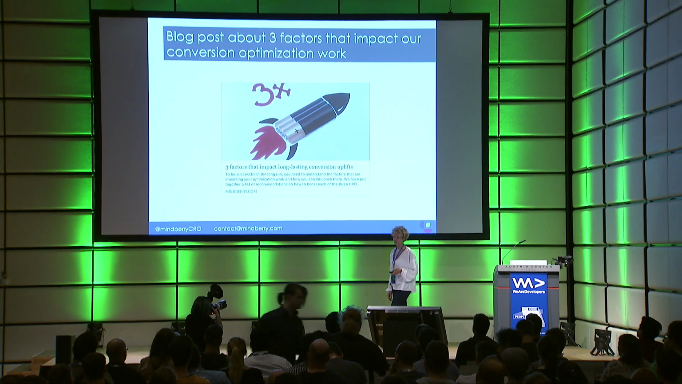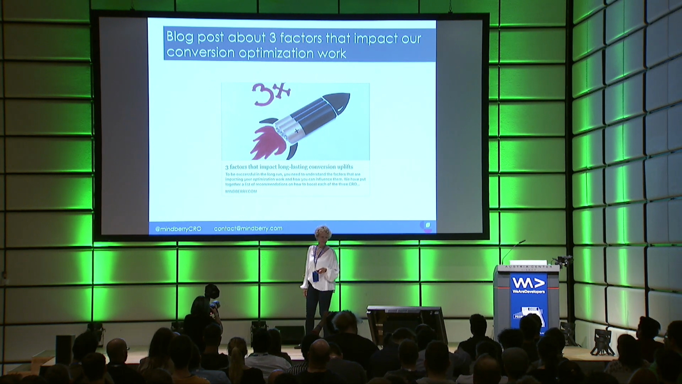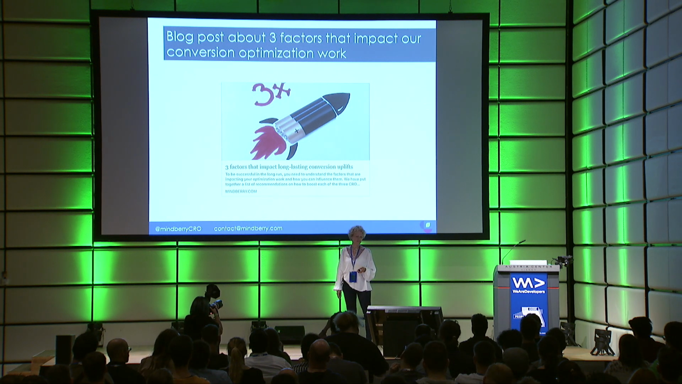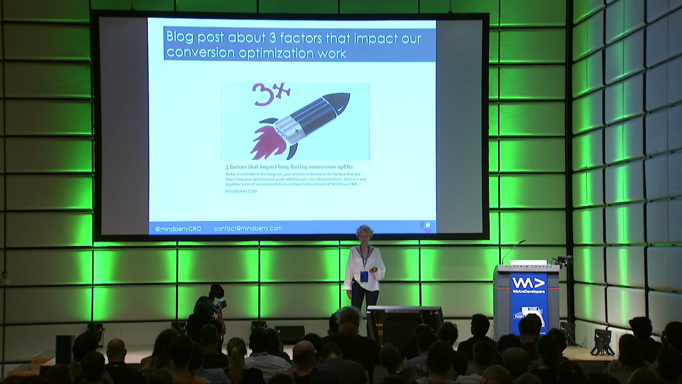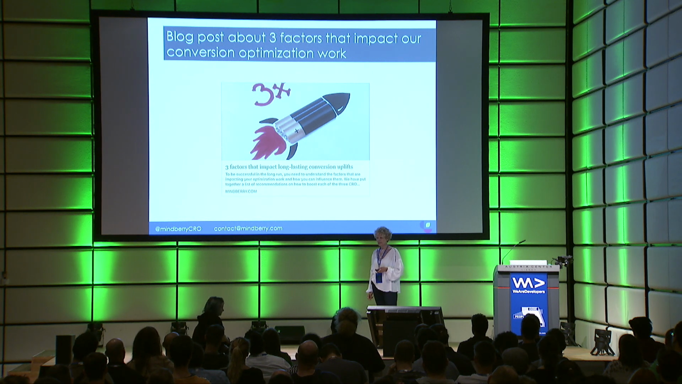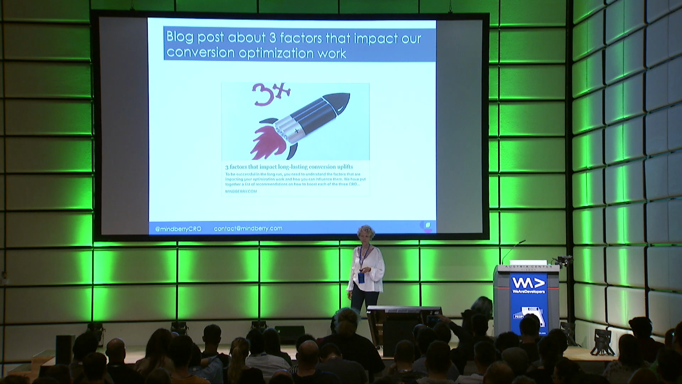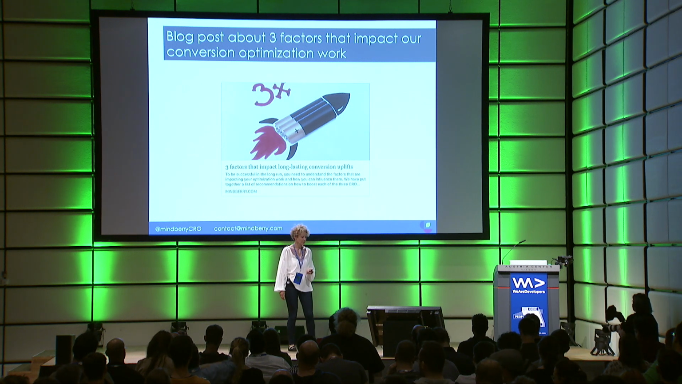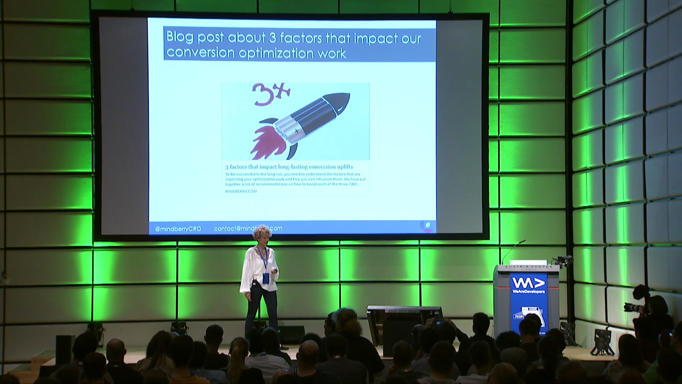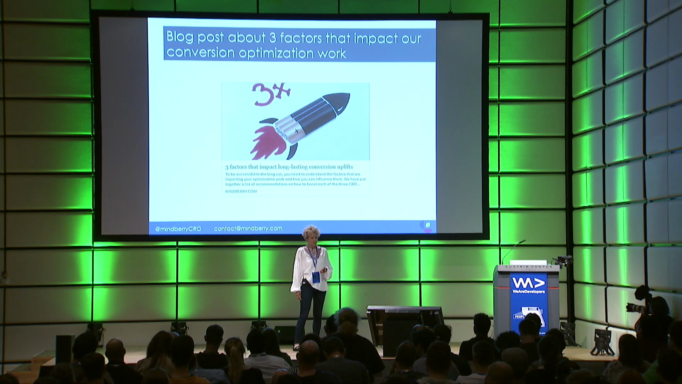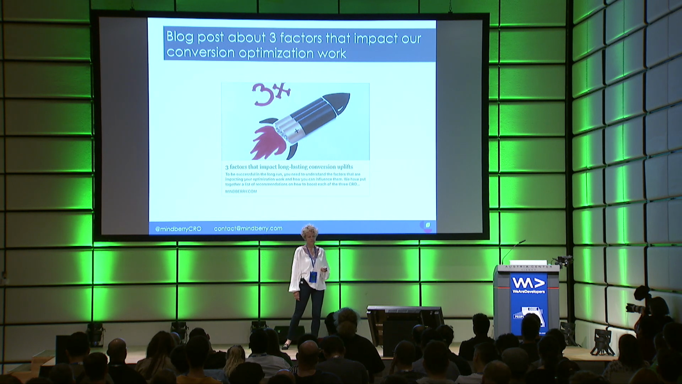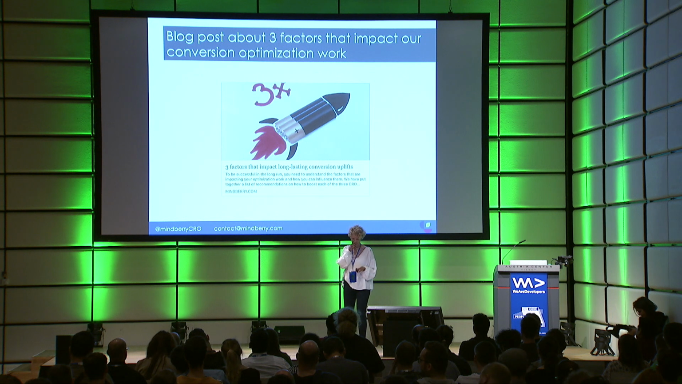I'll start with a very small story. We wrote a blog post some time back, and it talks about 3 things that impact conversion rate optimization work. We wrote that article 2 years ago. We had been about 8 years with our own company at that time, and we had had quite a few successful optimization projects. And we started to think about, okay, what makes up a successful conversion project? And we found that there were 3 things that we found to be decisive to make everything successful.